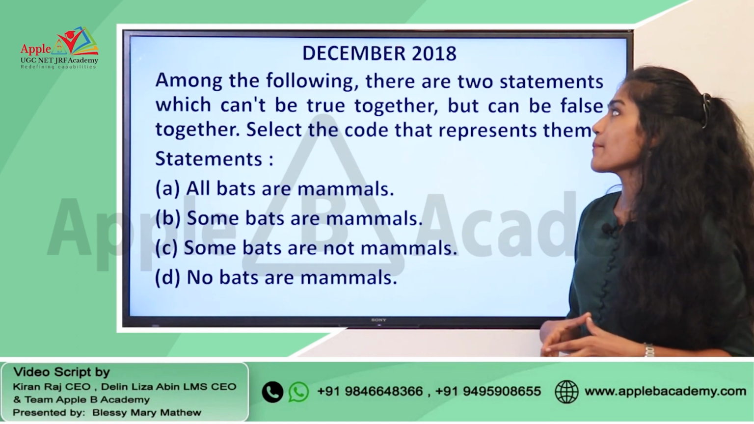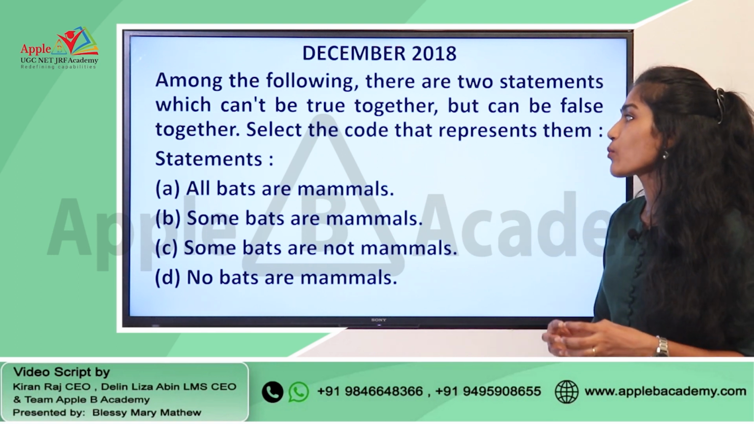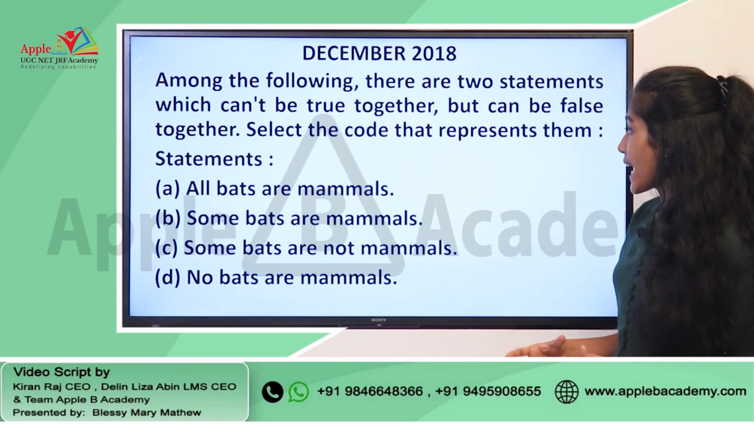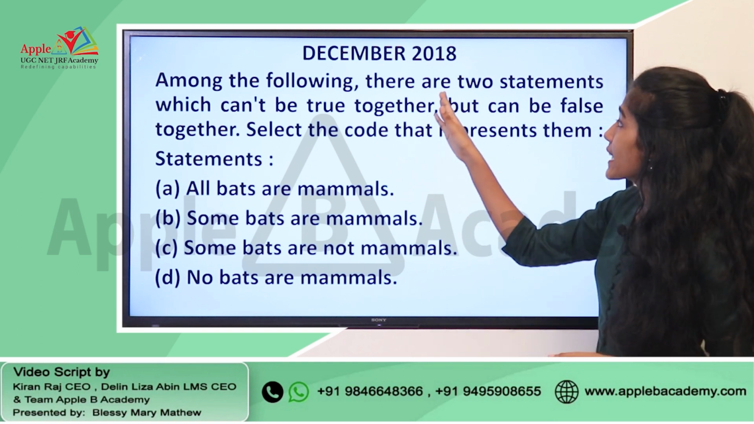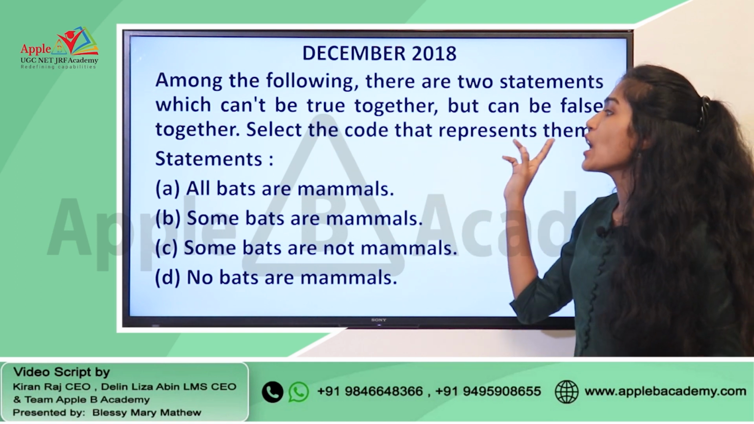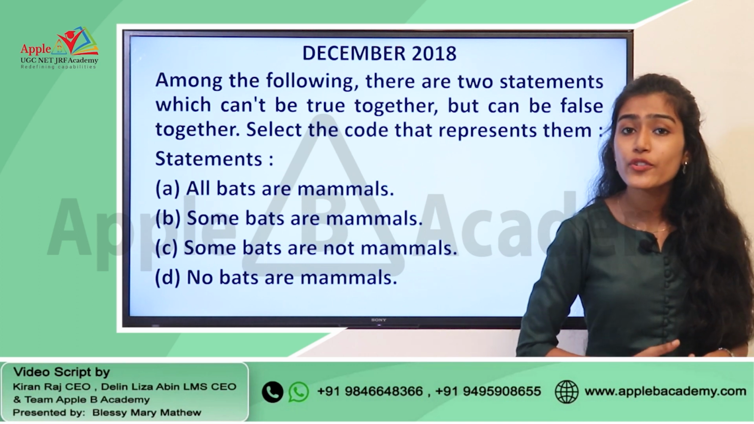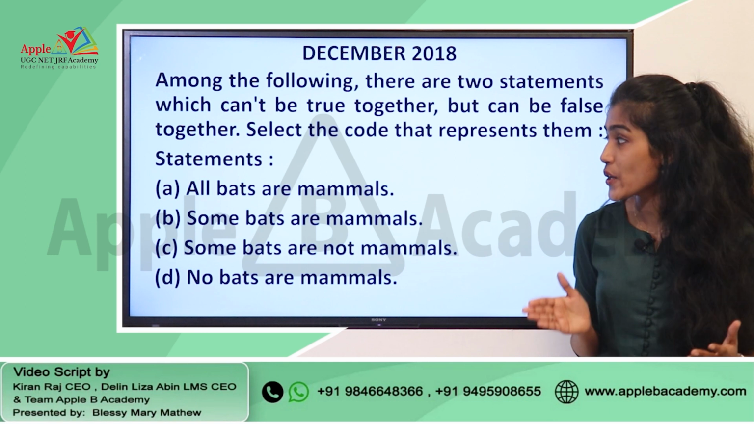Another question from December 2018. Among the following, there are two statements which cannot be true together but can be false together. Select the code that represents them. So, it says that there are two statements which cannot be true together but they can be false together. So, they are contraries, right?